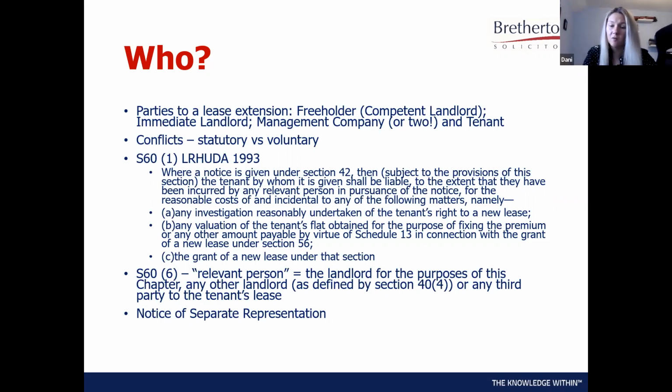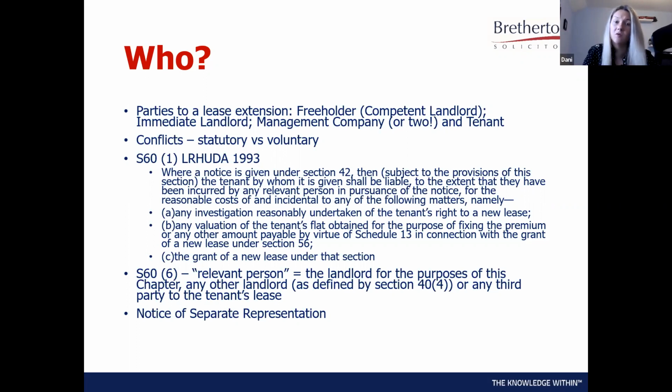Something to be aware of is that if it's a statutory lease extension, you can be open to a conflict of interest by acting for more than one party. That's quite different to a voluntary lease extension where, if all of the terms are agreed and the parties don't have any issue with it, they can instruct the same solicitor. We've pointed it out because it's something to bear in mind at the very outset, especially if you are acting for a tenant.